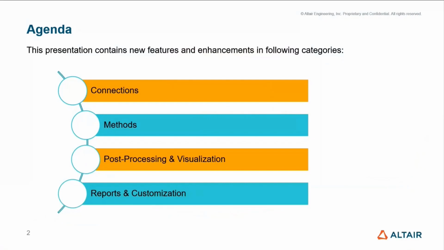These are the main categories that all our improvements fall under: connections, methods, post-processing and visualization, reports, and customization. The first category is connections.